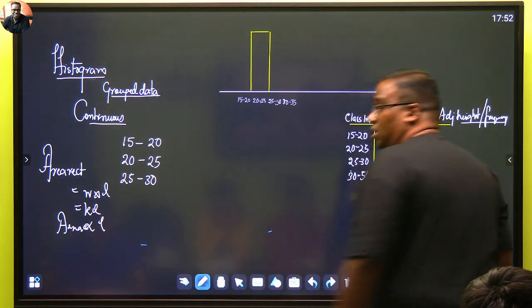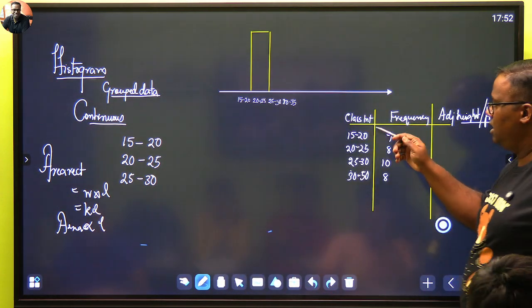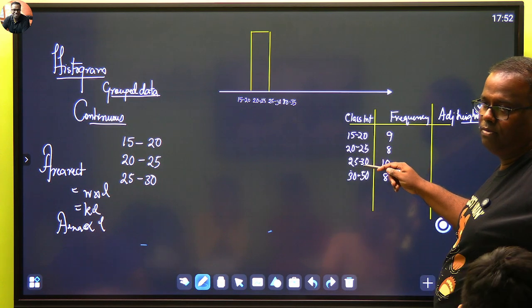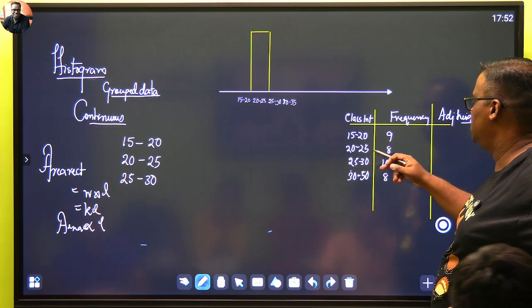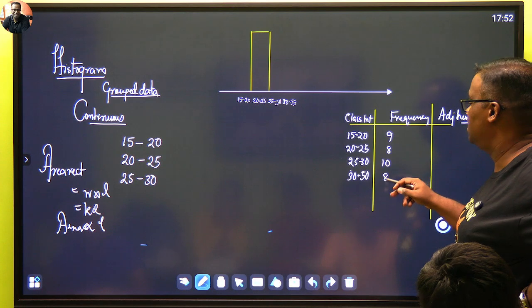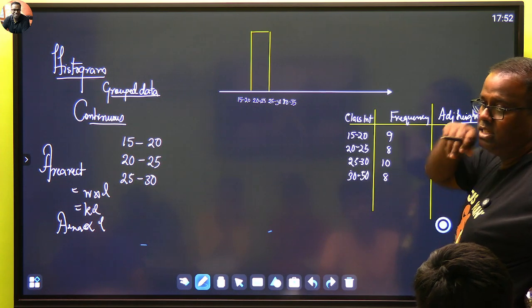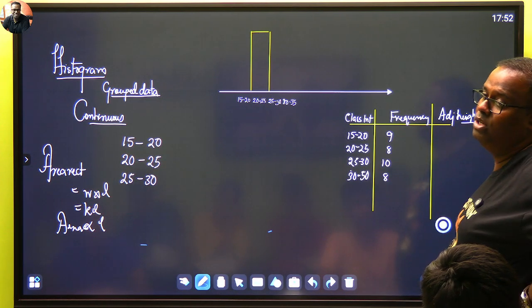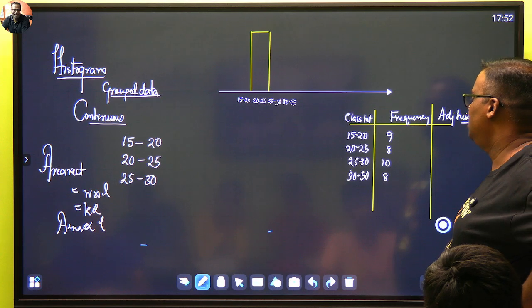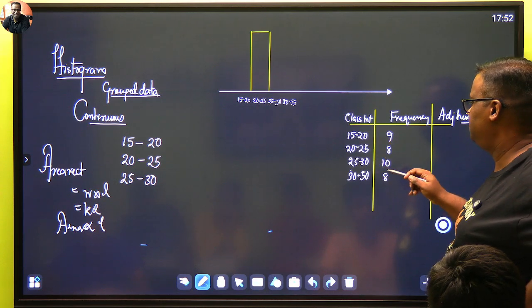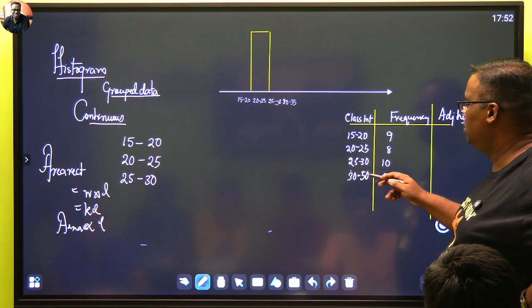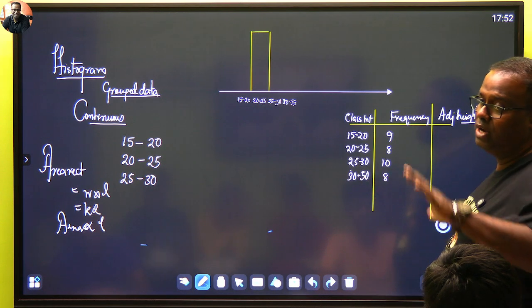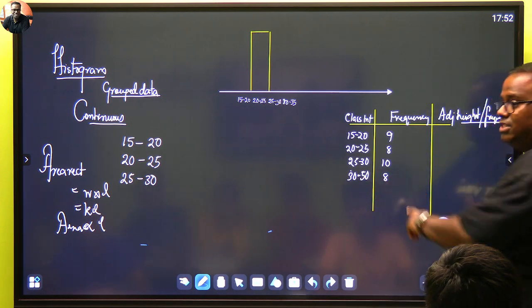Now, first look at the trend. Are these all 5, 5, 5, 5? Yes. Here you need not adjust, here you need not adjust, here you need not adjust, here you have to adjust. And this adjustment has to happen by unitary method. What is the unitary method? Here we will say, what is the difference out here? 30 to 50 is 20. For 20, the height is how much? 8.